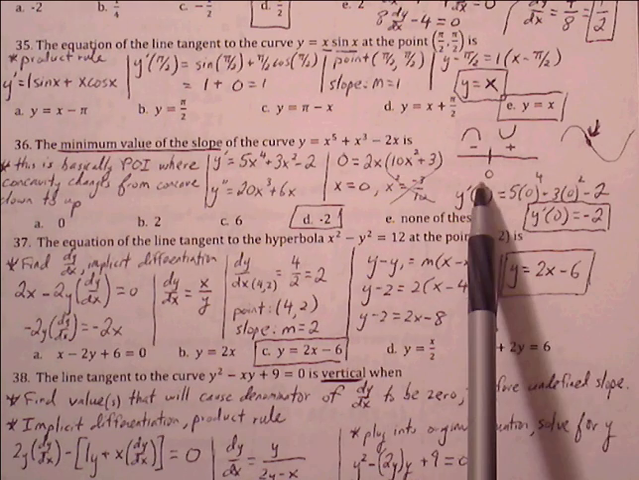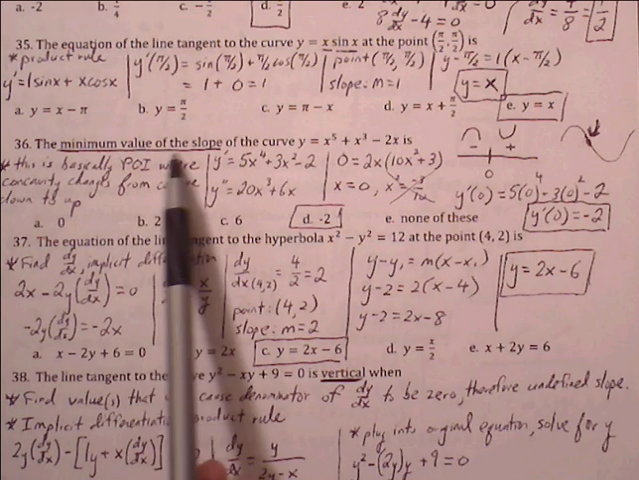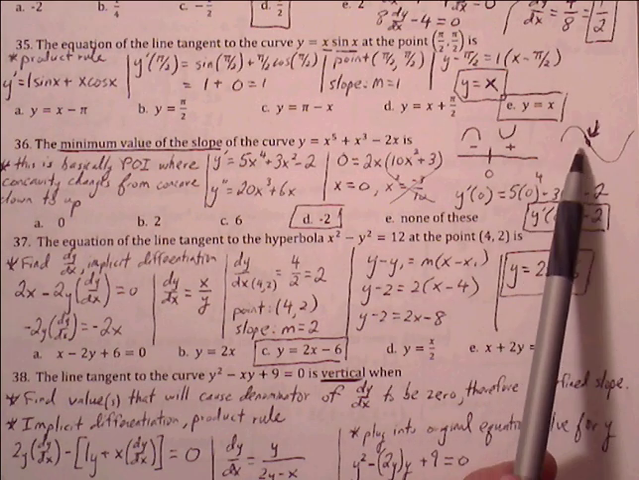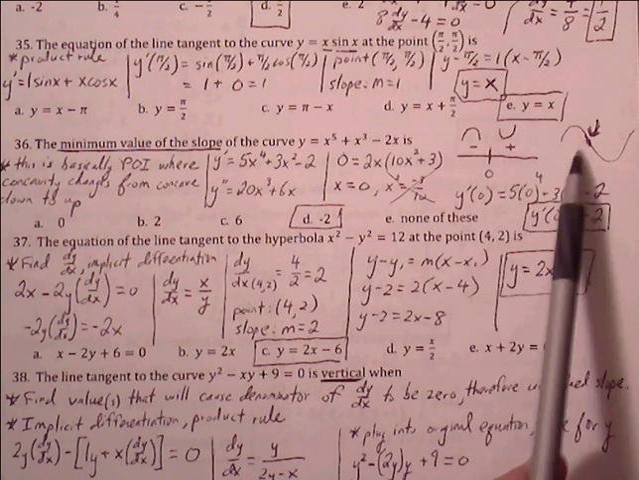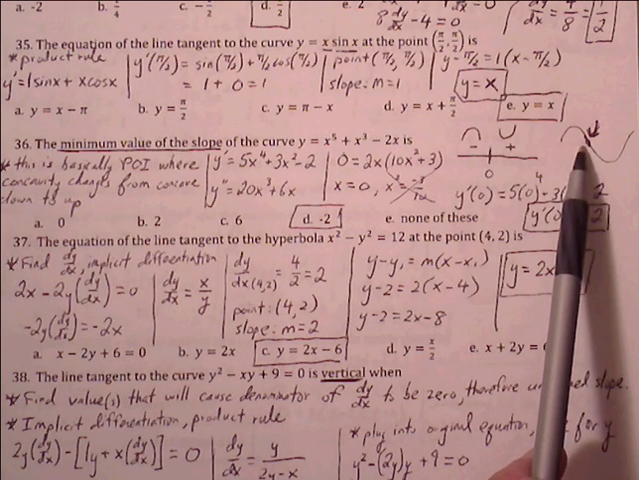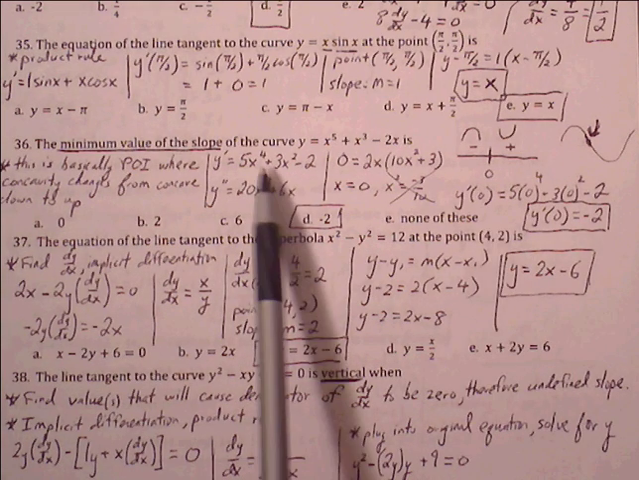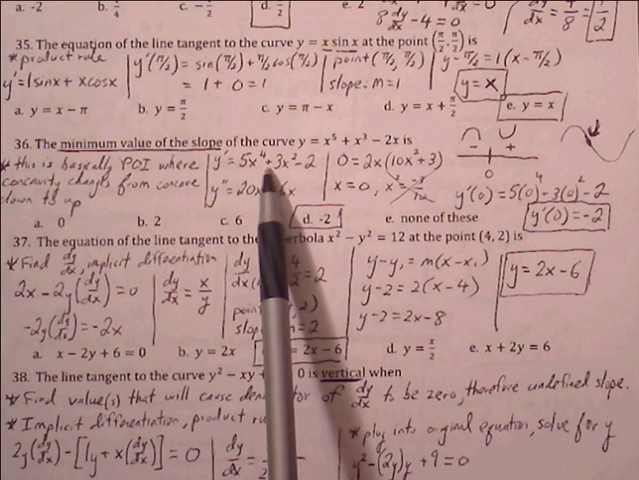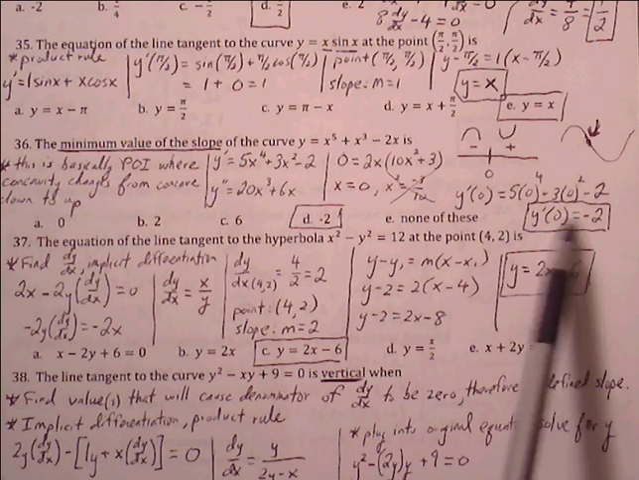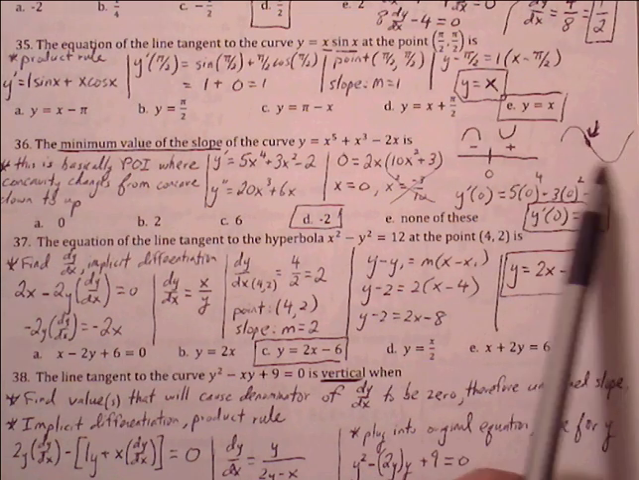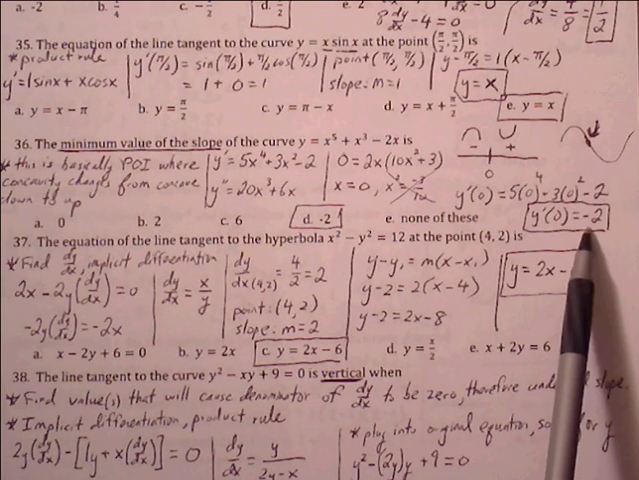So it says the minimum value of the slope, which means that we're trying to look for what the slope is. So we need to plug 0 into the derivative function because we want to find out the actual steepness at this point. So if we plug 0 into the derivative, I get 5 times 0 to the fourth plus 3 times 0 squared minus 2. 0 plus 0 minus 2. So the minimum steepness on this curve is going to be slope of negative 2.